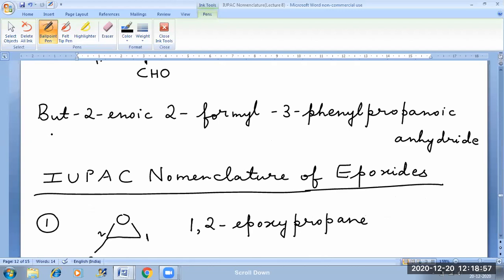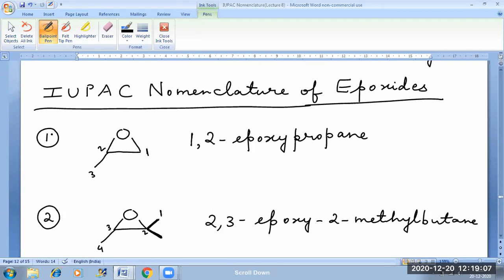Okay. The next part, IUPAC nomenclature of epoxides. What is an epoxide? Epoxide is a type of ether, but it is a cyclic ether. That is, the oxygen forms a part of the ring.